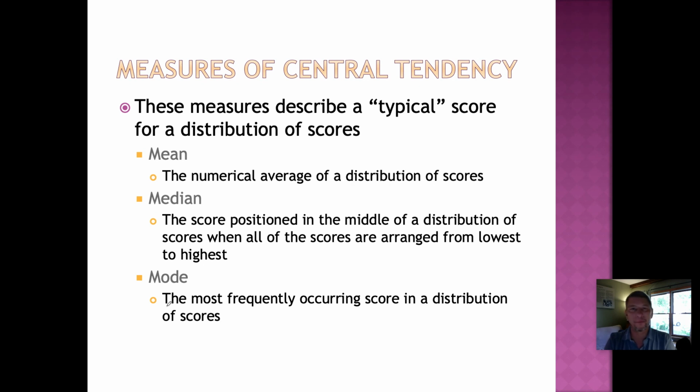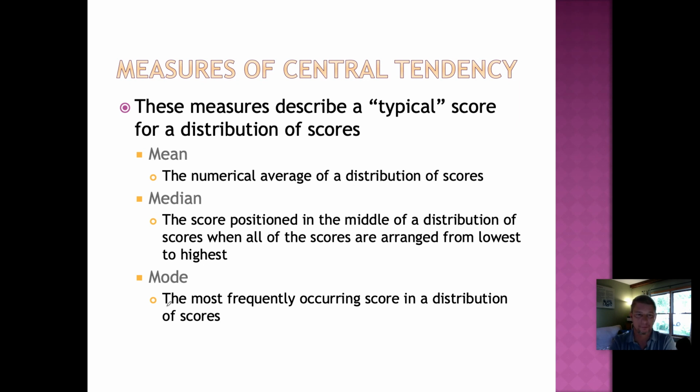Now, in reality, all three of these are averages. So when you describe the average of something, you could mean, no pun intended, the mean, the median, or the mode. However, if you want to be very specific about what you're trying to describe, then you would use these terms specifically. The mean is defined as the numerical average of a distribution of scores.